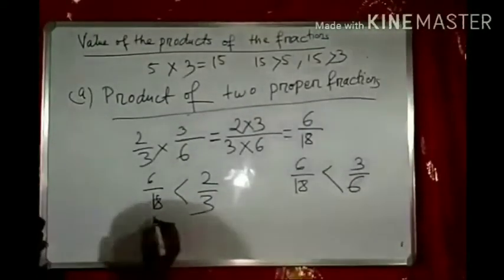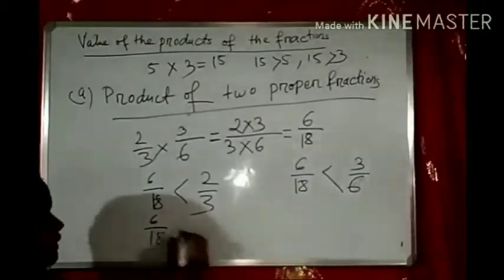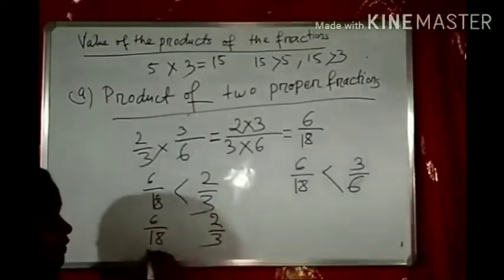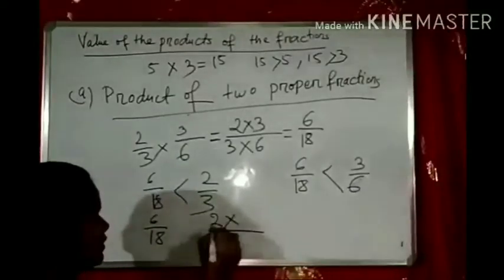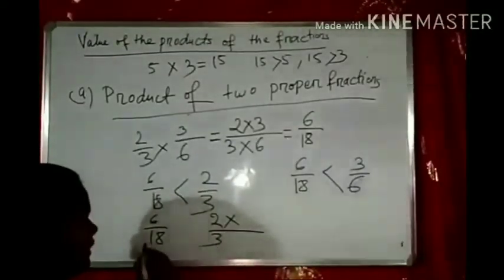So here 6 by 18, 2 by 3. So convert it into equivalent fractions or like fractions. So here 18 and 3 are there.